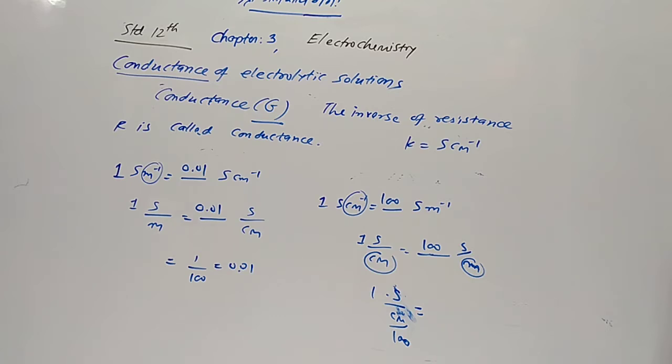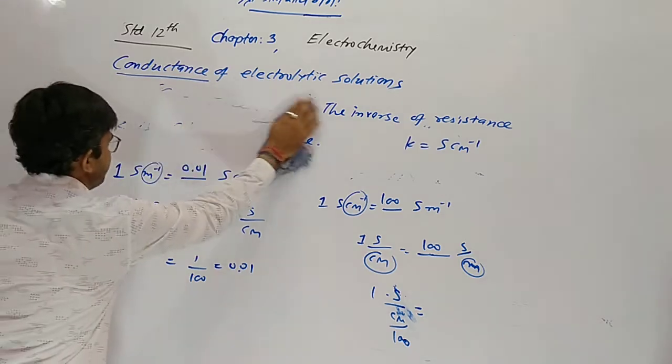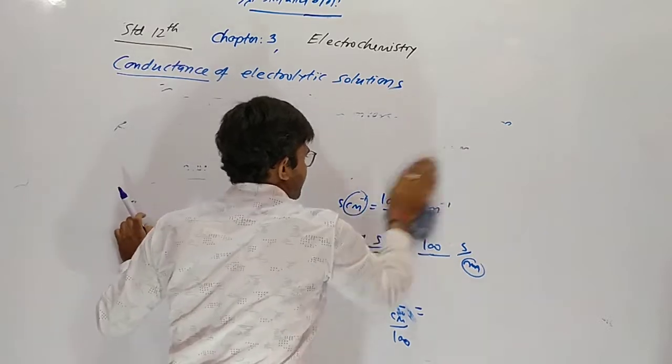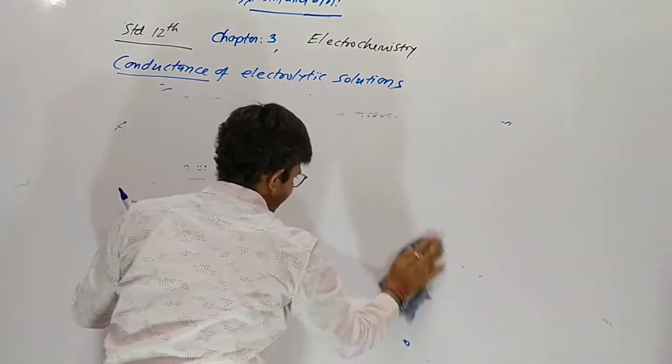Now, at 298 Kelvin temperature, some values of conduction are derived at 298.15 Kelvin temperature.